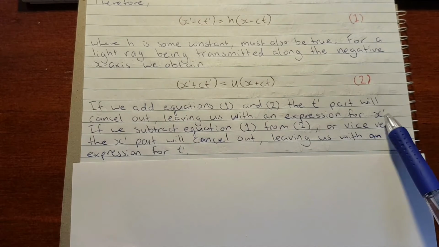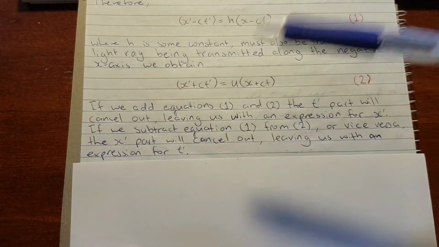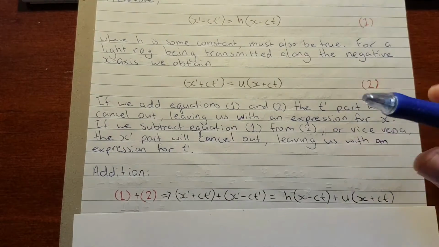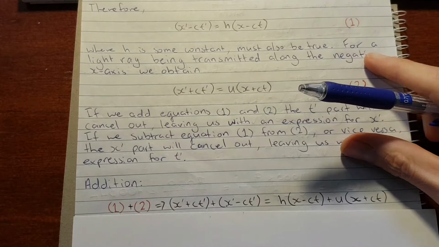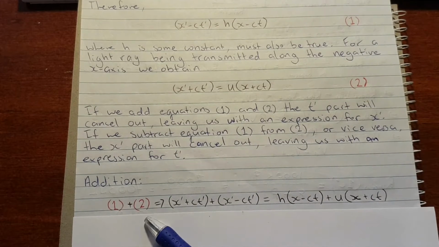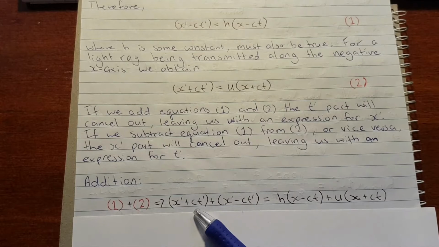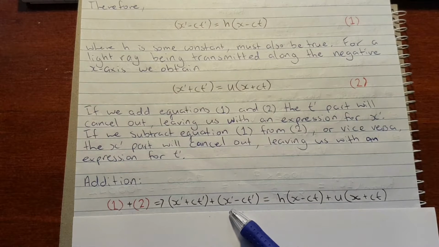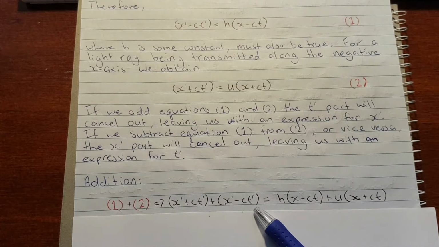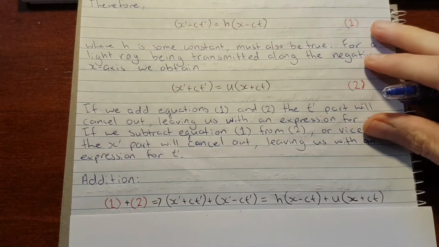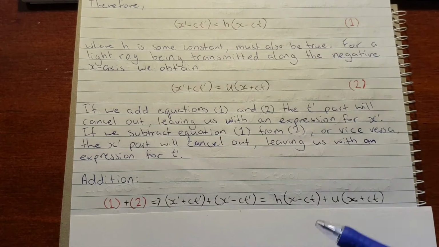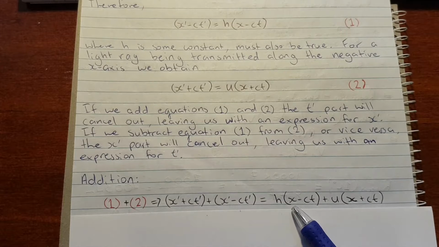So we can get an expression for just x primed and t primed if we both add and then subtract these two. So we'll do that now. We'll do the addition first. So we have here equation 1 plus equation 2 gives us this: x primed plus ct primed from equation 2 and plus x primed minus ct primed from equation 1 is equivalent to the right hand sides of these equations added together. So h times (x minus ct) plus u times (x plus ct).